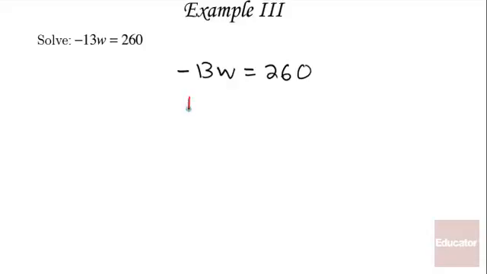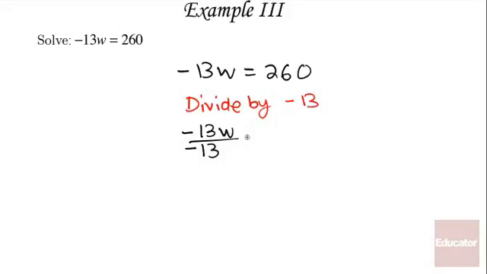So I have a negative 13, and in order to isolate the w, I need to divide both sides by negative 13. Minus 13w divided by negative 13 equals 260 divided by negative 13. And I look at the left side of the equation, and what happens is my negative 13s cancel out, giving me a w. And on the right side of the equation, 260 divided by negative 13 is actually negative 20.